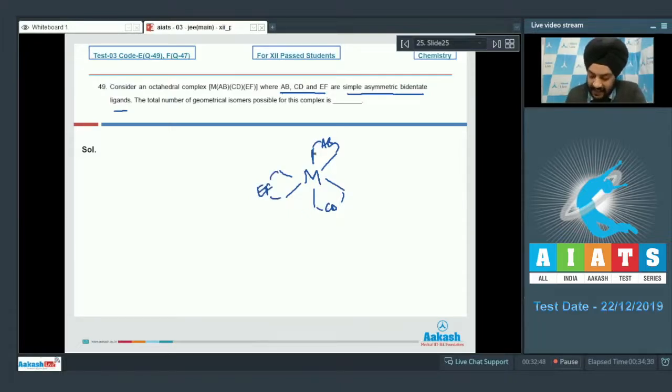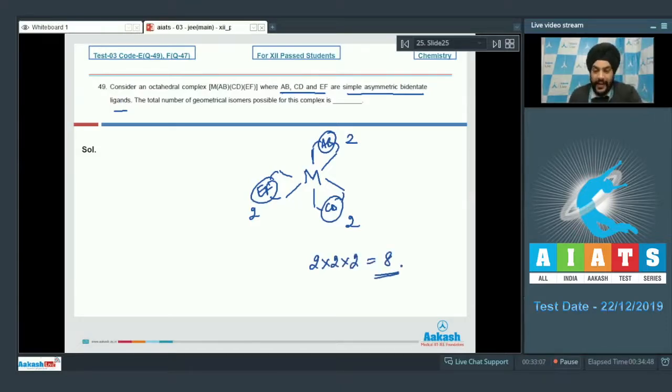And now students, the linking can happen in 2 ways for every ligand. So this AB can be attached in 2 ways. This CD can also be attached in 2 ways. And this EF can also be attached in 2 ways. So the total number of isomers is going to be 2 into 2 into 2, which is equal to 8, students. So for question number 49, we have to mark the correct answer as 08. Let us look at the last question for this paper, students.